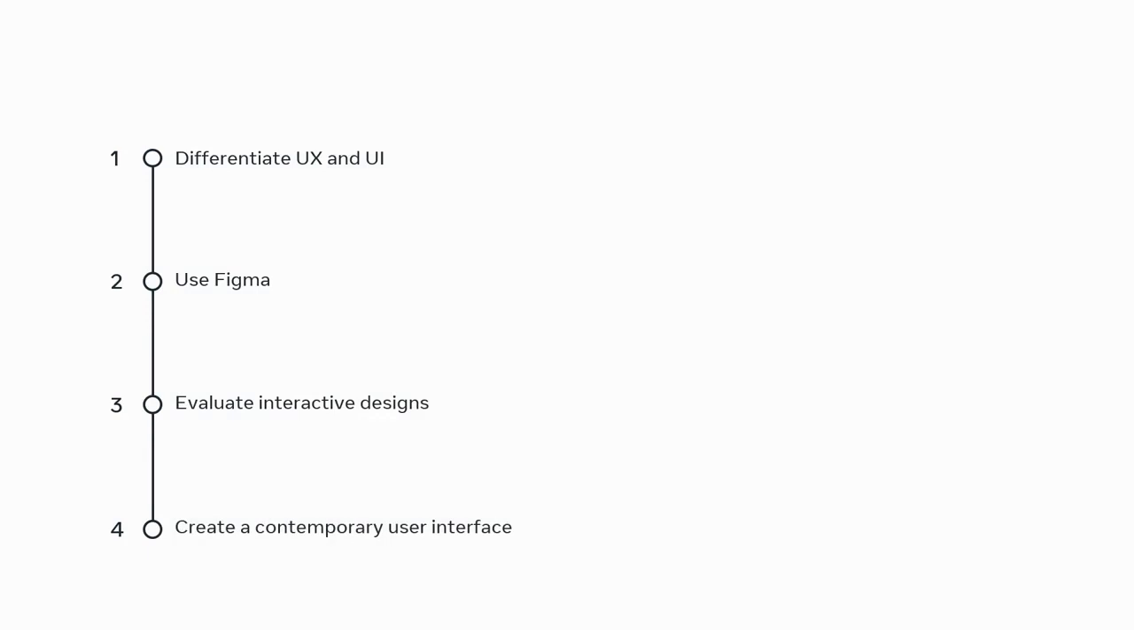During the course, you will be introduced to these and the many other tasks that form the duties of a UX and UI professional. In particular, you will learn to differentiate UX and UI, use Figma, one of the most popular design tools today, evaluate interactive designs, and create a contemporary user interface. You will also learn to create a low-fidelity design, a simple and low-tech concept. All you need for that is a pen and paper. Then transform it into a high-fidelity design, which is functional and interactive and very close to the final product. And finally, create a prototype.